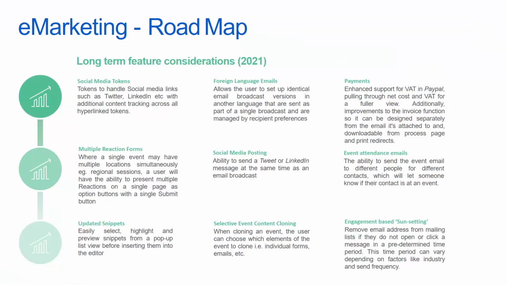And then lastly, at the bottom right there is engagement-based sunsetting. So that essentially should save you time maintaining a good contact list by removing the need to manually look at past histories of people who never respond or accept those invites.